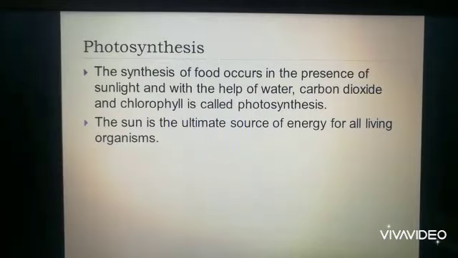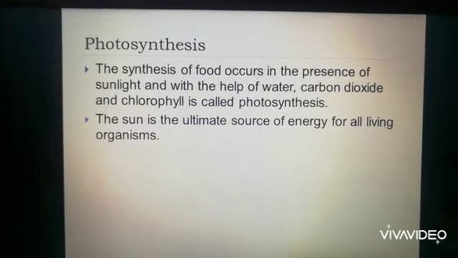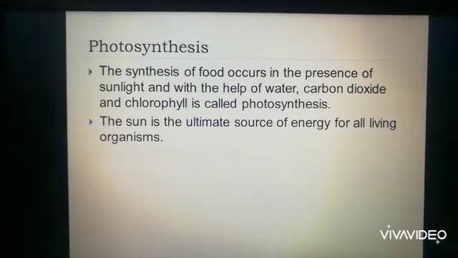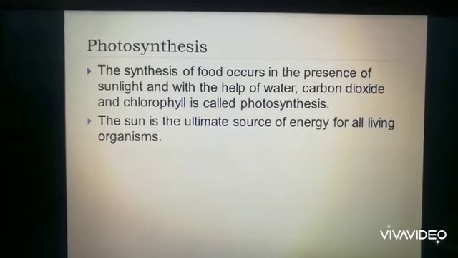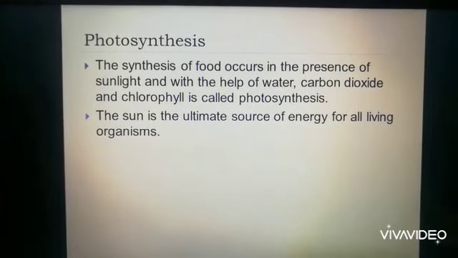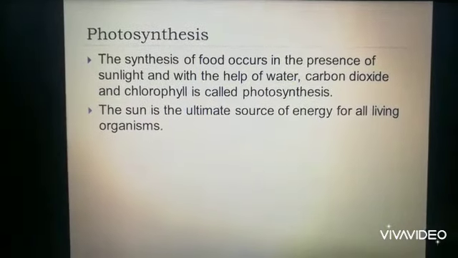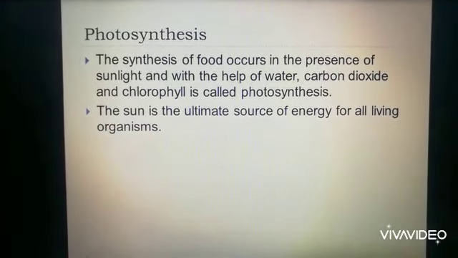Now we will start with the autotrophic mode of nutrition. For that, the basic process is photosynthesis. As you already know, photosynthesis is the synthesis of food that occurs in the presence of sunlight, with the help of water, carbon dioxide and chlorophyll.